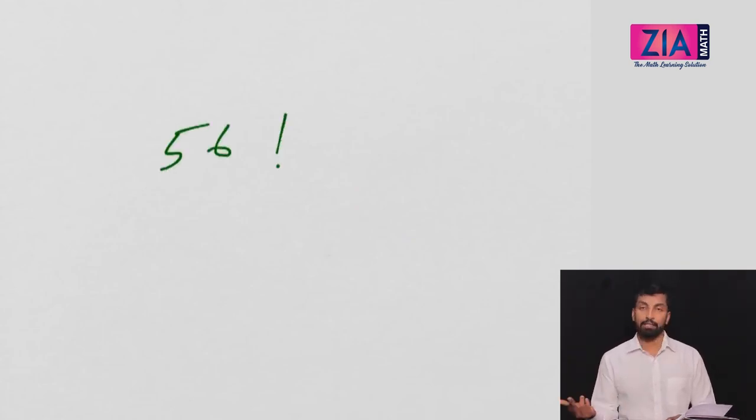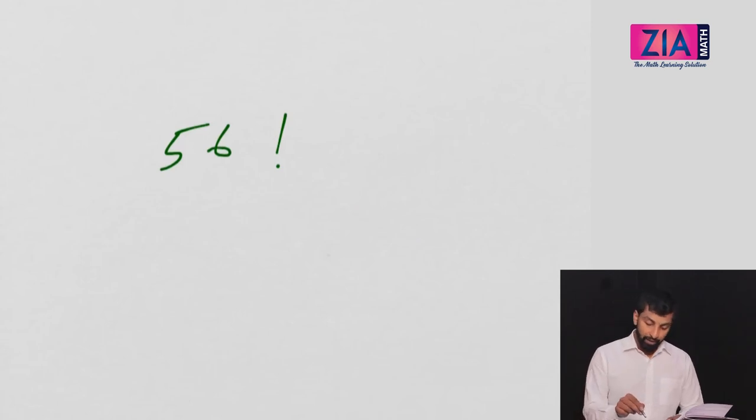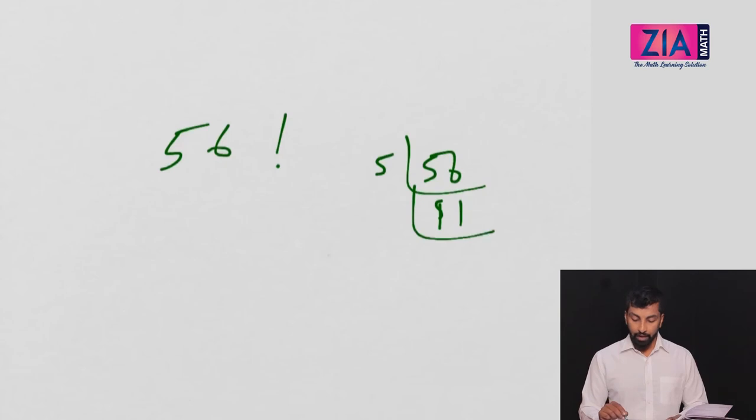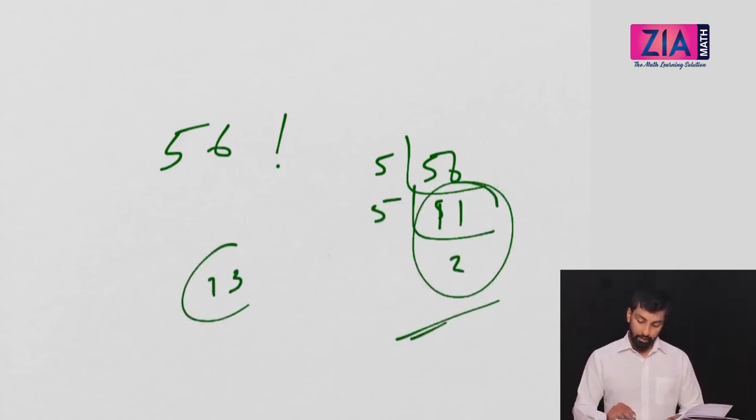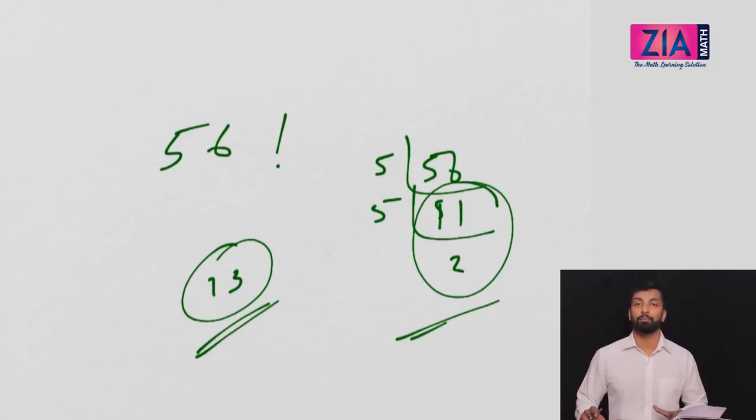So if I ask you how many zeros will be there in 56 factorial, just a random question, what do you need to do? Divide 56 with 5, so you get 11, divide with 5 again, 2, so 13. So 13 zeros will be there. I hope this is clear for all of you. 13 zeros will be there, or 13 tens will be there. In whichever language you need to understand, you can understand.